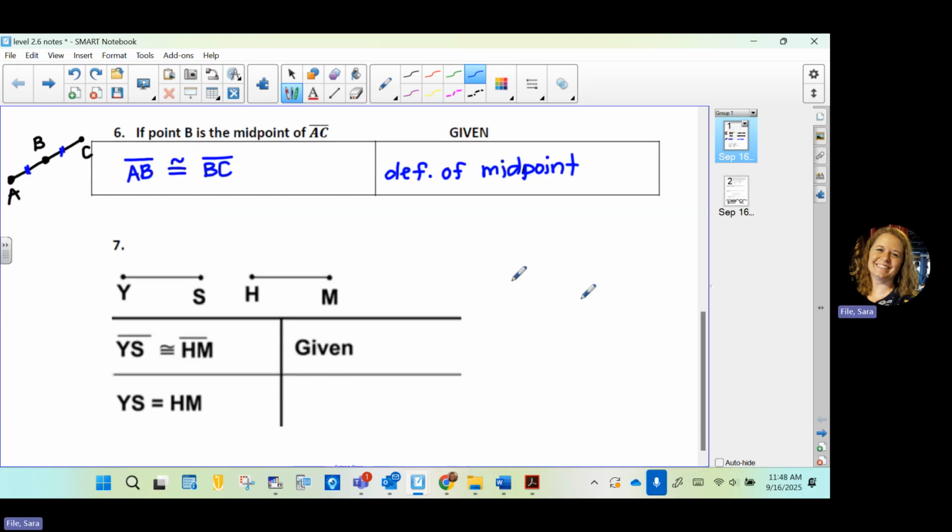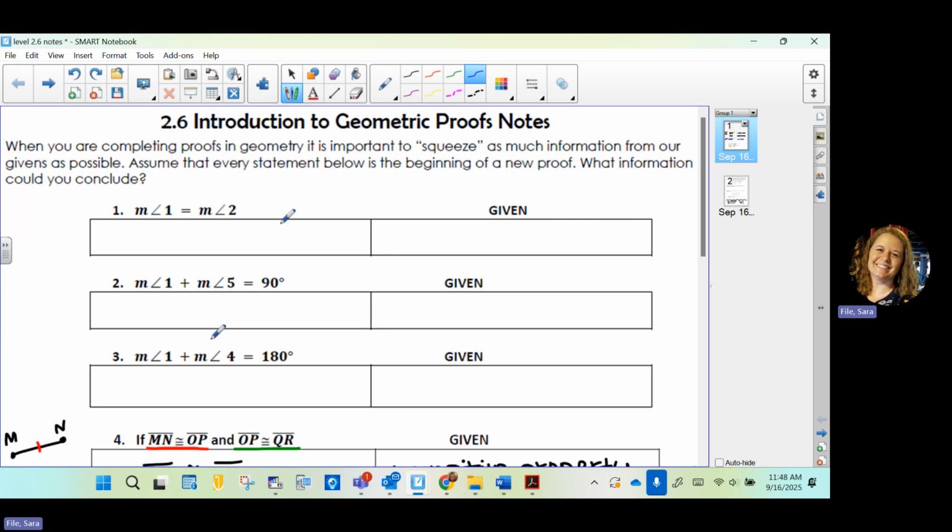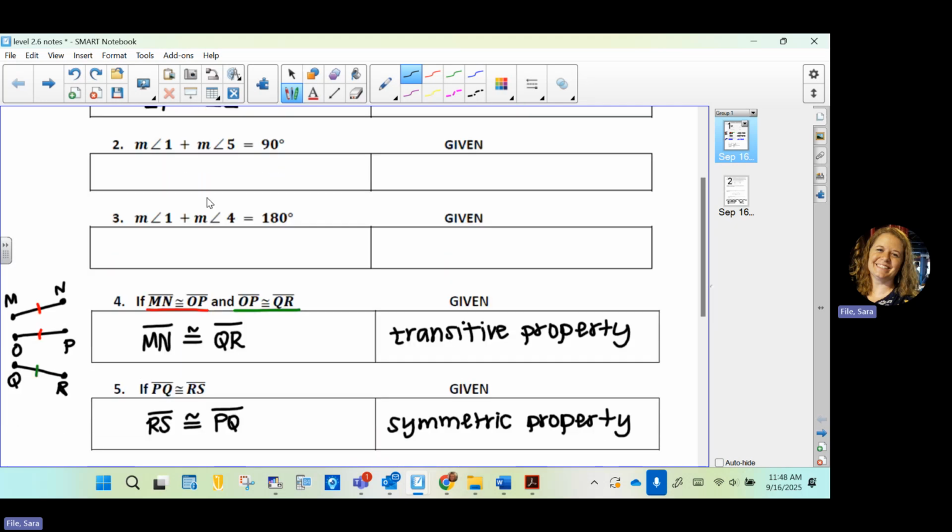All right, last one on this side. We've got two segments. They give it to us in the proper congruent statement form, where it says segment YS is congruent to segment HM. This is like the reverse of number one. In number one, it was with an angle, and it started out with the measure and an equal sign. Then we wrote that the angles must be congruent. Now they're starting with the congruent statement and we're going to go backward and just write them as equal.